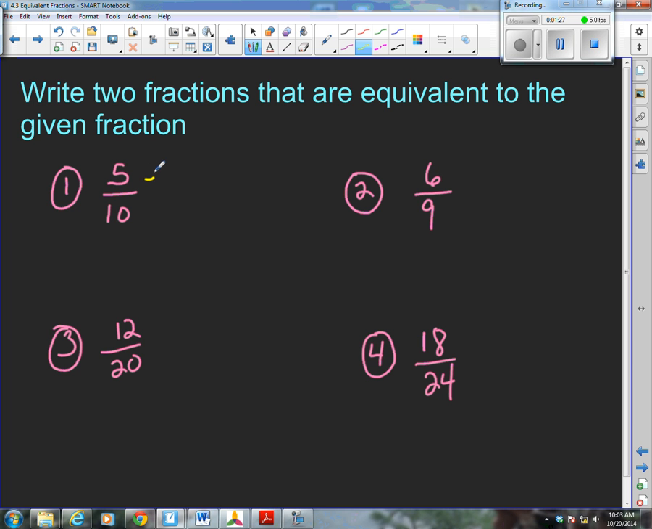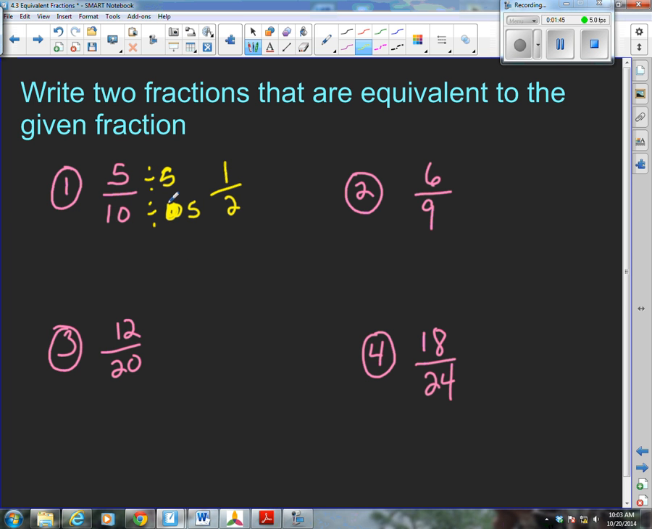In this case, let's divide. If we divide by 5, I have to do the same thing to the top and bottom. 5 divided by 5 is 1, 10 divided by 5 is 2. 1/2 is equivalent to 5/10. They equal the same number.